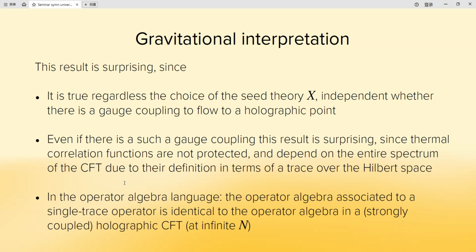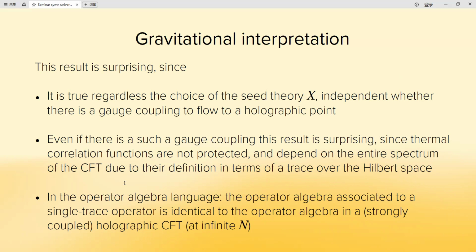pretty surprising, because thermal correlation functions are not expected to be protected along any conformal manifold, and that can be seen by their dependence on the entire spectrum of the CFT, due to the trace over the entire Hilbert space. So even there, I would argue that this result is kind of surprising.